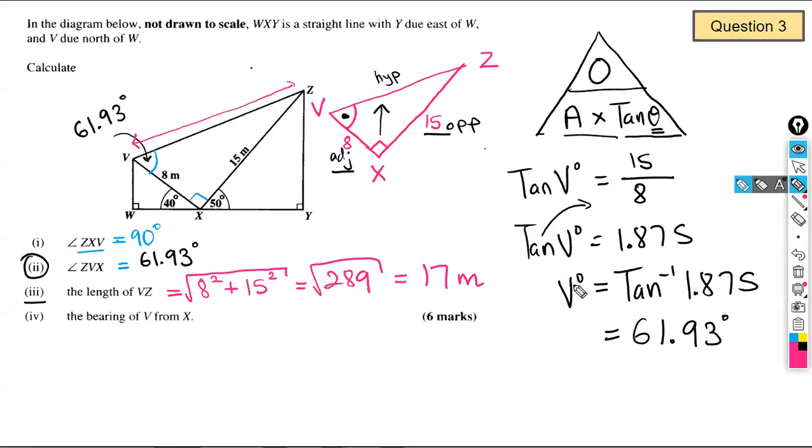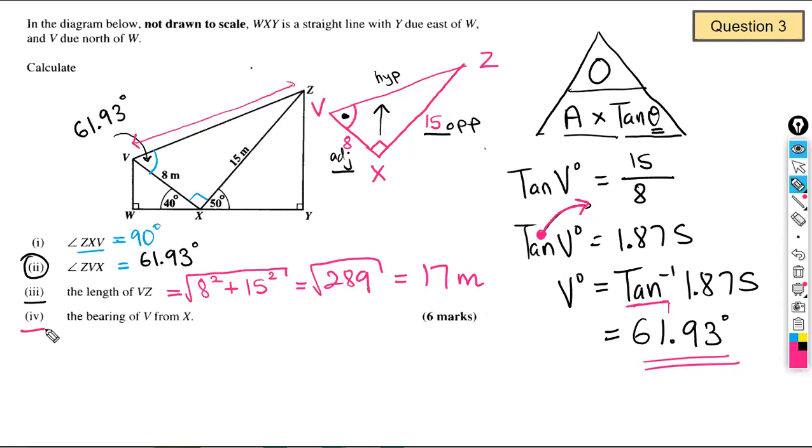Oh, how did I get V? Remember, you're trying to solve for V. So you throw across tan. When you throw across tan, the opposite is tan inverse. So you press second function tan on your calculator and 1.875. And you must make sure your calculator is on the correct mode. Make sure it's on degrees mode.